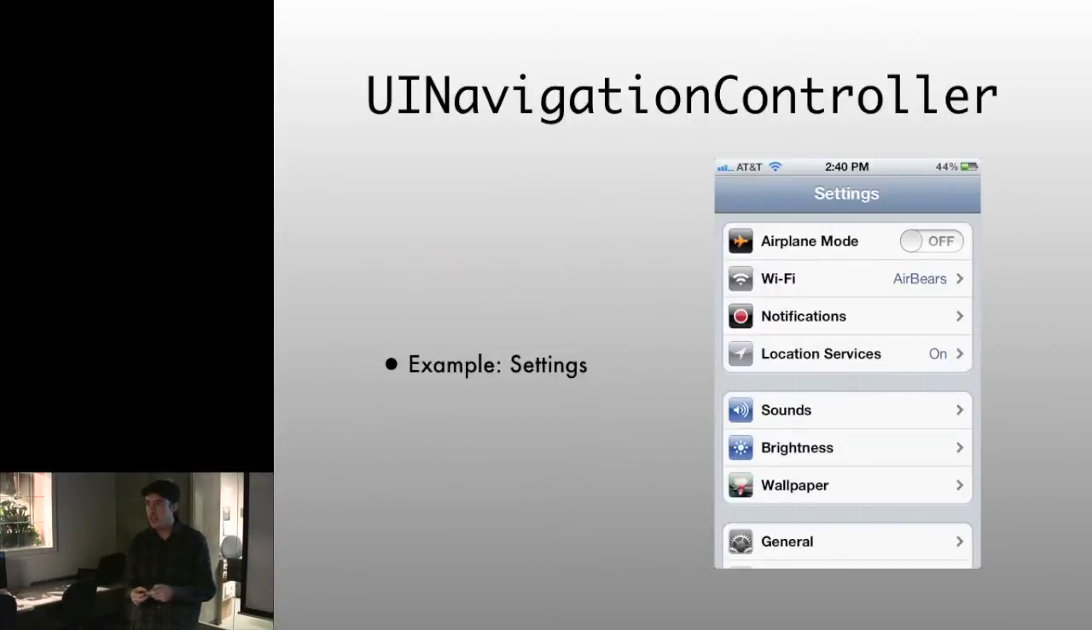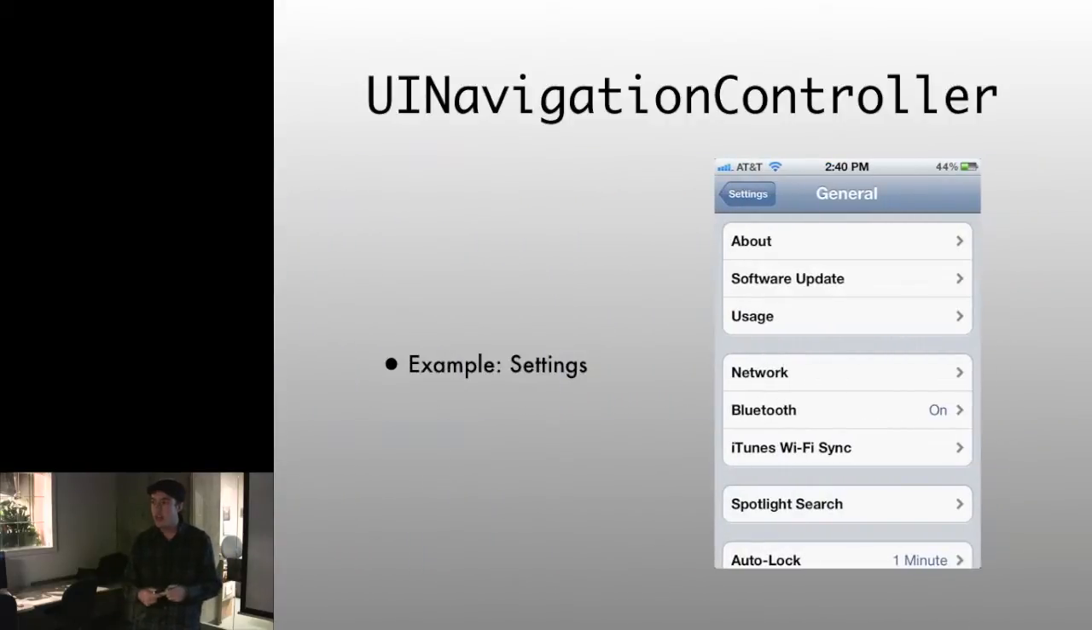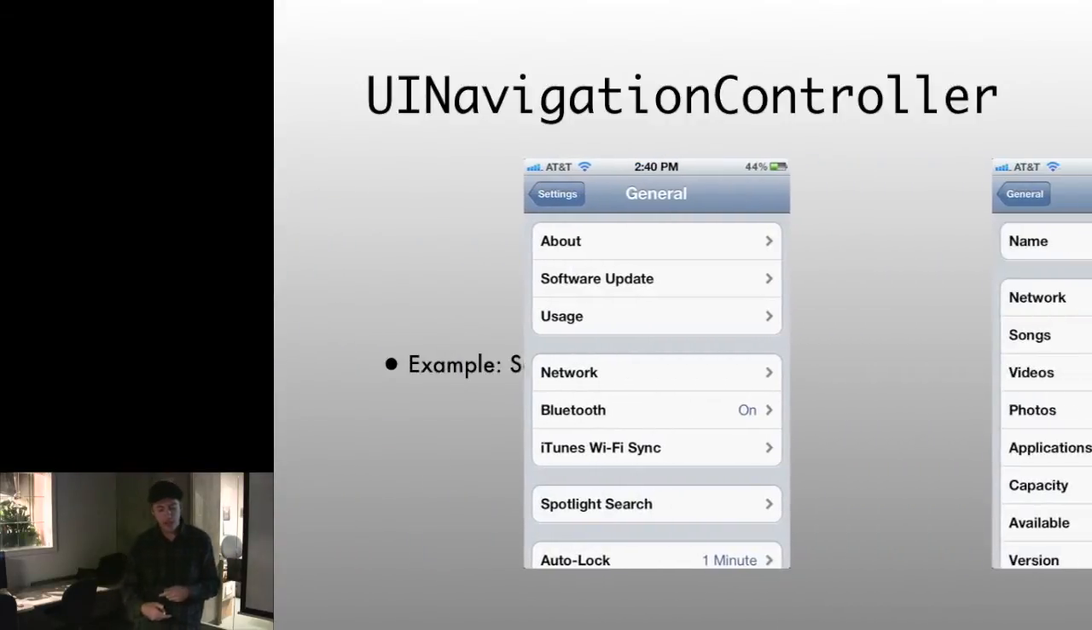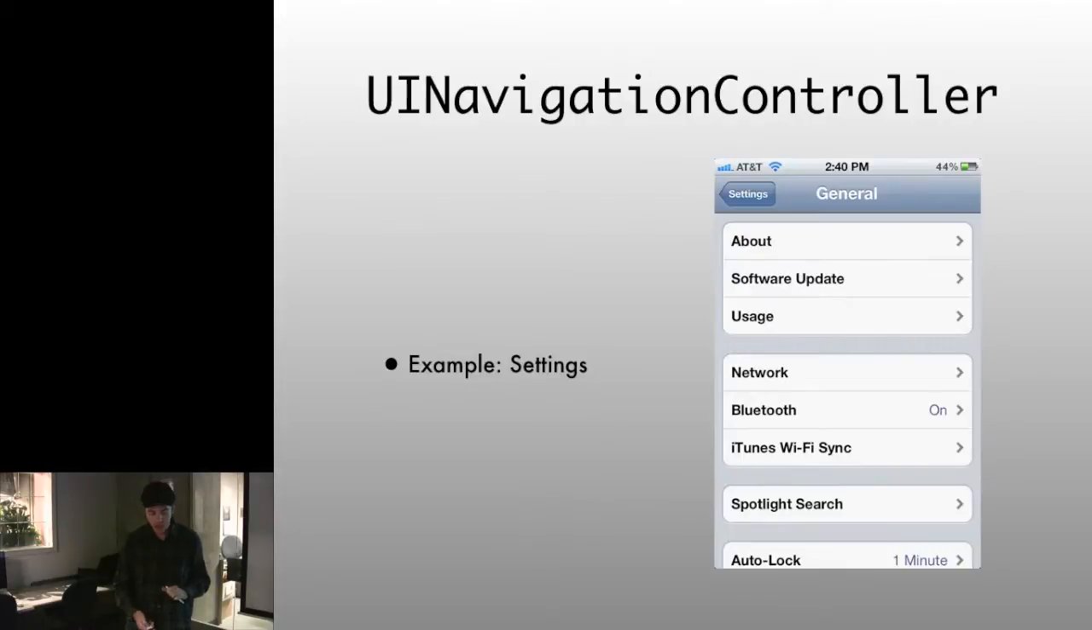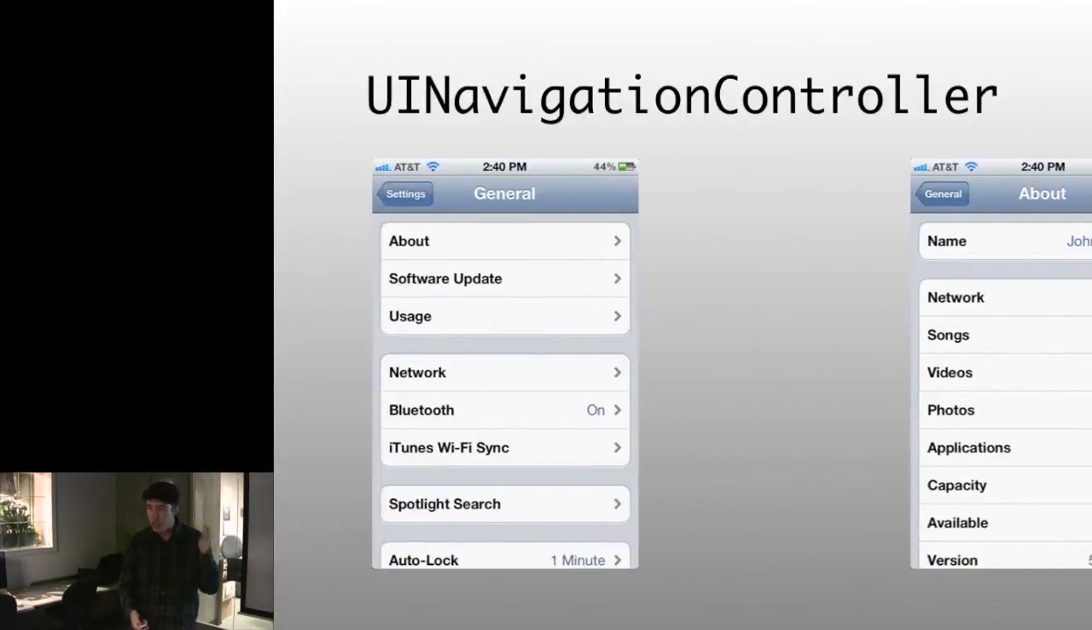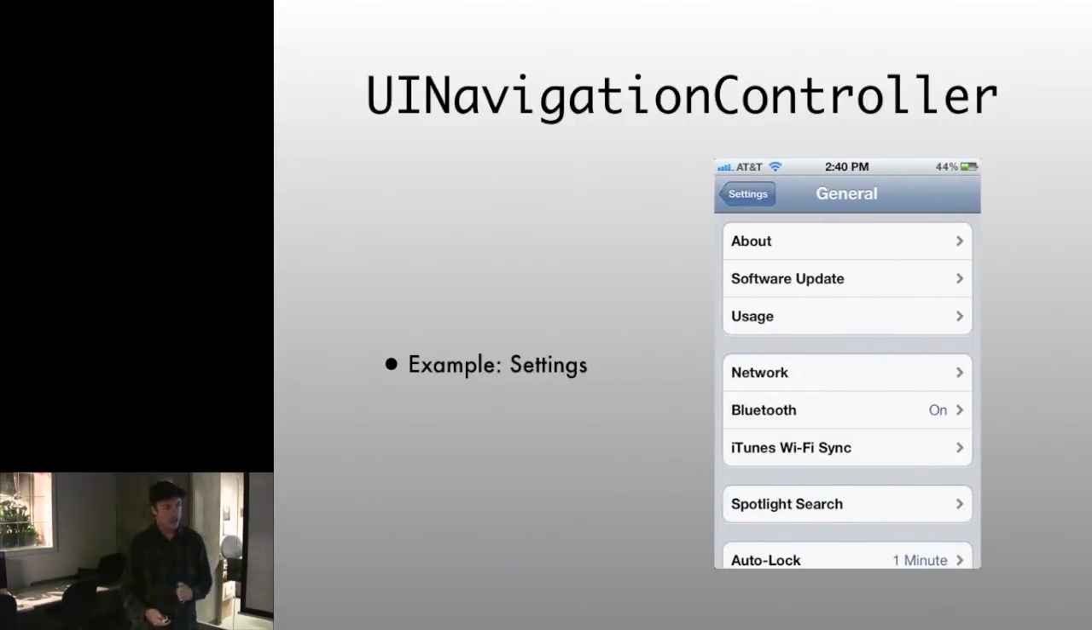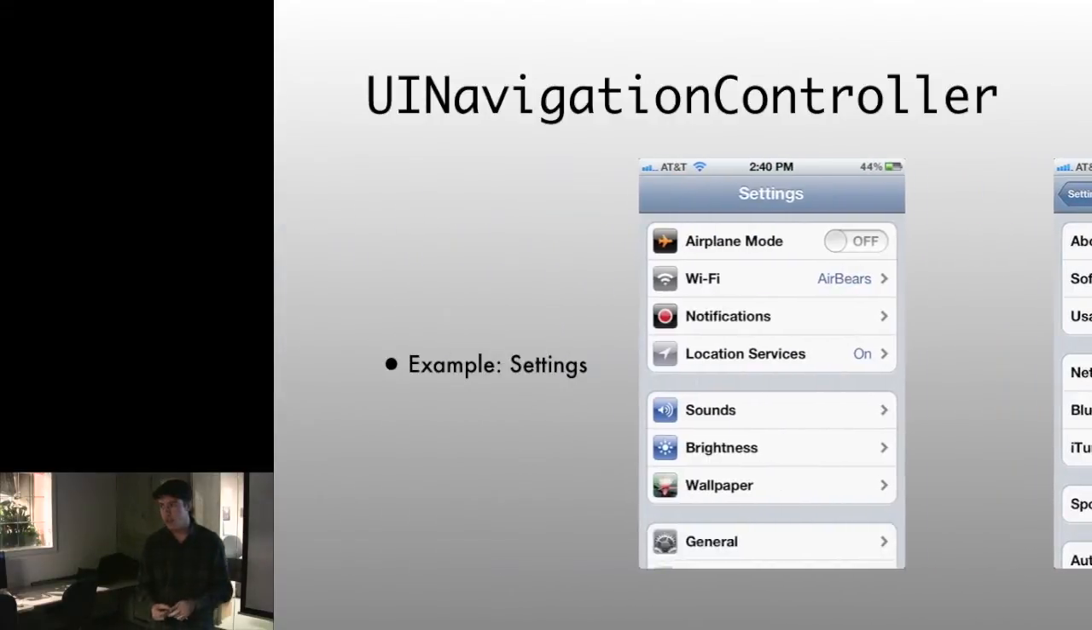So a great example of a navigation-based application is Settings. In Settings there's this bar at the top. There's a table view in here, which you'll learn about next week or the week after, and you tap on one of these cells and it pushes a new page on, and it pushes another page on, and it draws this little button up in the upper left corner for you to go back to the previous page. So it'll pop back off of the stack and show you the previous one, and then you can pop back to the top.